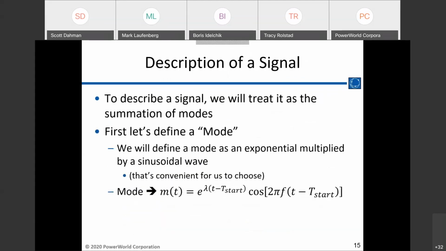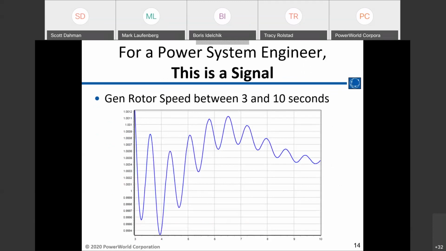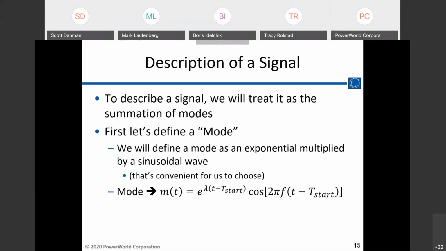So the next thing is, how do I describe the damping of that signal? Is this damped? I can look at it and say, yeah, that signal's damped, but how do I describe it so that I can run a computer software program to tell me it's damped? The first step in doing that, in the way we define them, is to do what's called modal analysis.